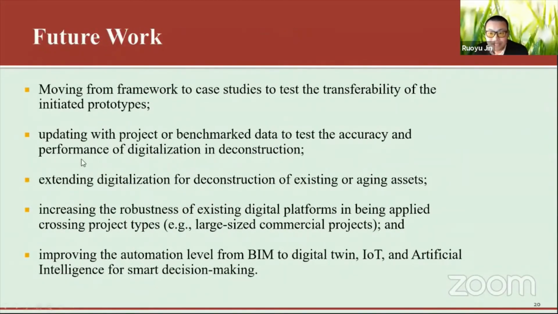Okay, and I think I'm running out of time now. Am I running out of time? Kindly conclude. Thank you. Okay, these are some future work just for your information. Okay, thank you. Yeah, deconstruction. Go ahead.